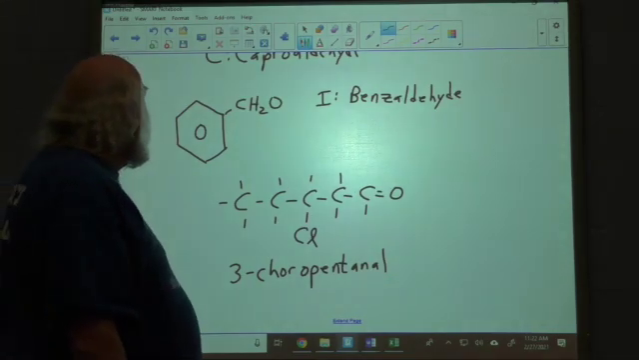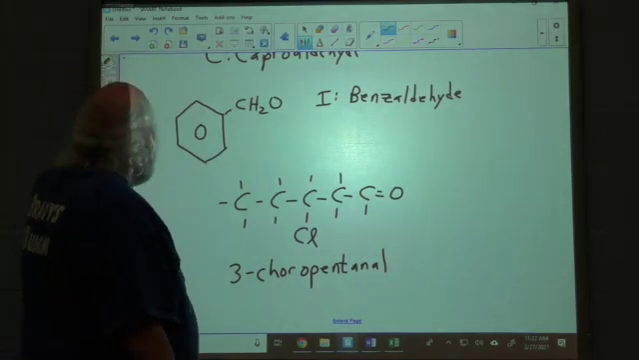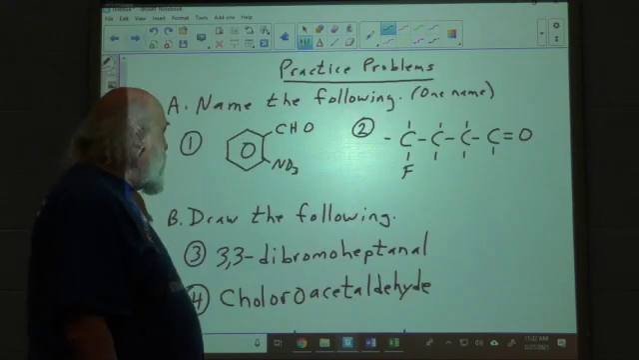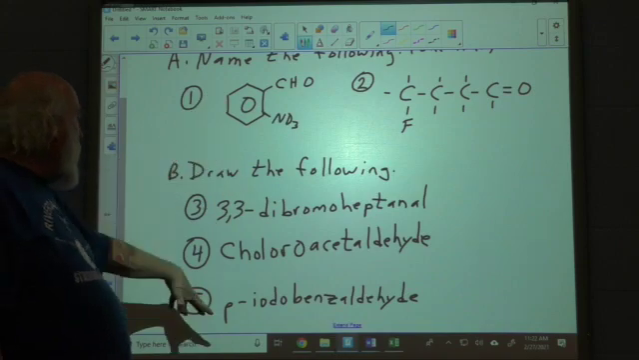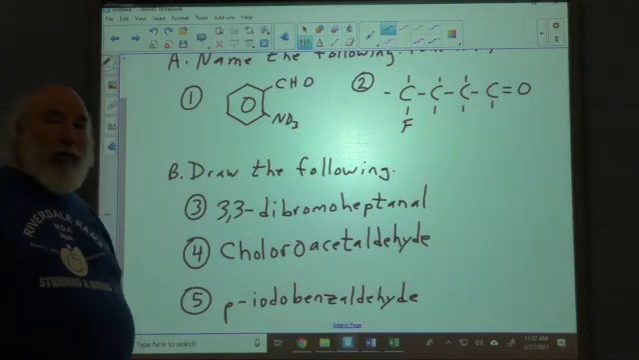All right. We have some practice problems for you to do. 5 of them. Name those 2 compounds. Draw these 3 compounds. Have fun.